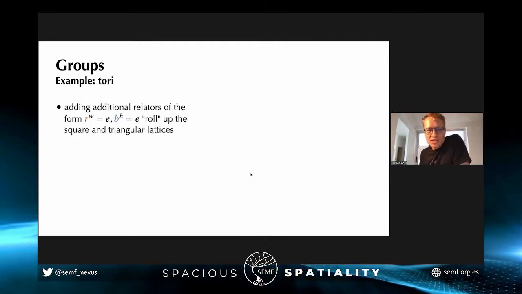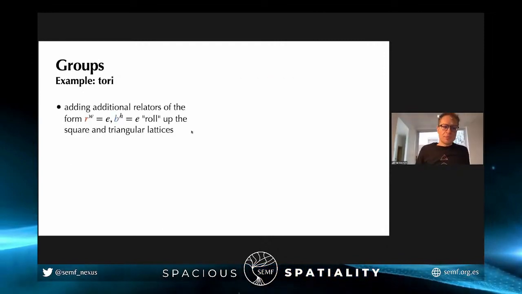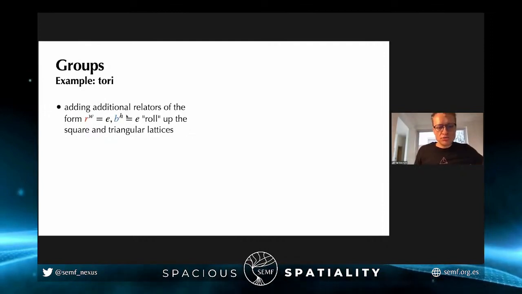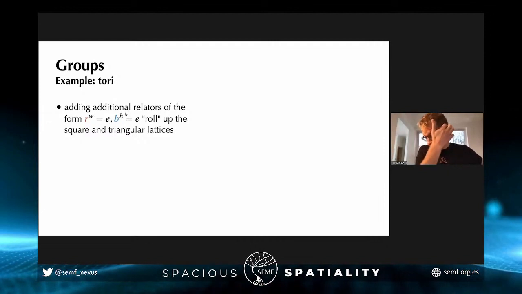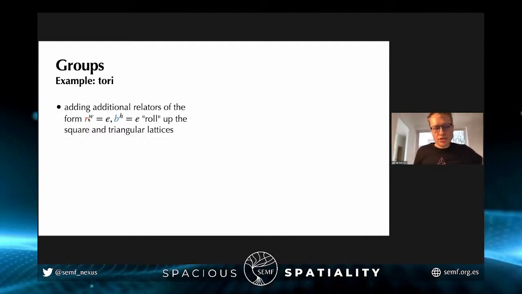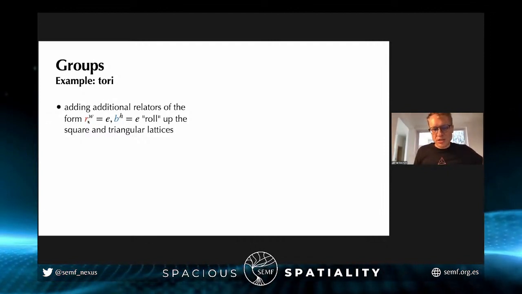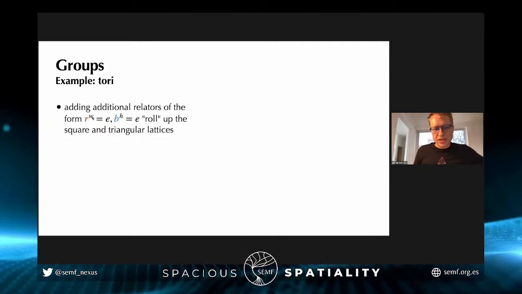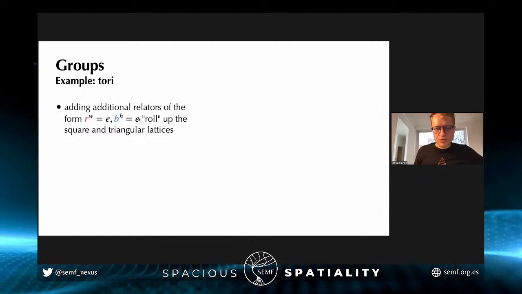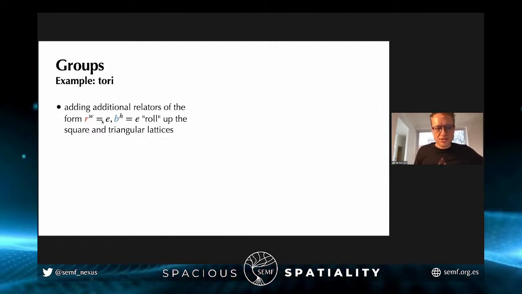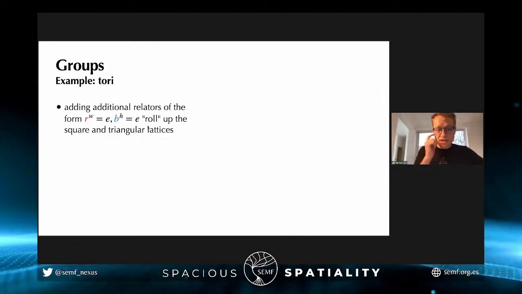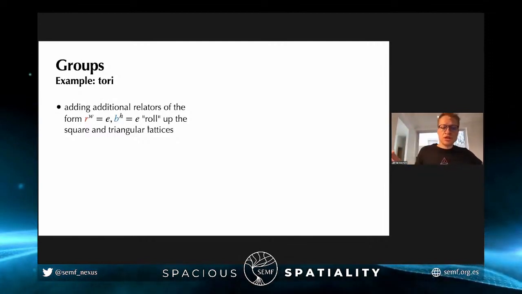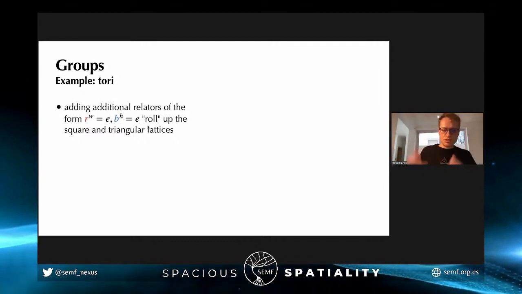Okay, but here is something that's maybe a bit more intuitive, which is we can take the presentation of Z2, and we can add two relators. The relators we're going to add are that if you apply the R generator W times and you apply the B generator H times, you're back where you started. In each case, R W times is you back where you started, or B H times you back where you started. What that'll do is roll up the square and triangular lattices into sort of donuts, into toruses.